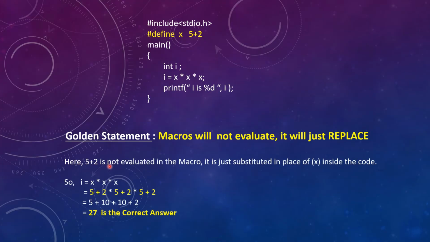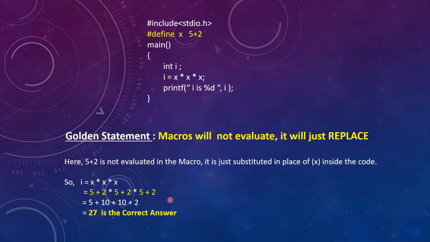Here 5 plus 2 is not evaluated, as I said, it is just substituted in place of x in our code. So i equals x into x into x. So 5 plus 2 must be substituted or replaced. So 5 plus 2 into 5 plus 2 into 5 plus 2.